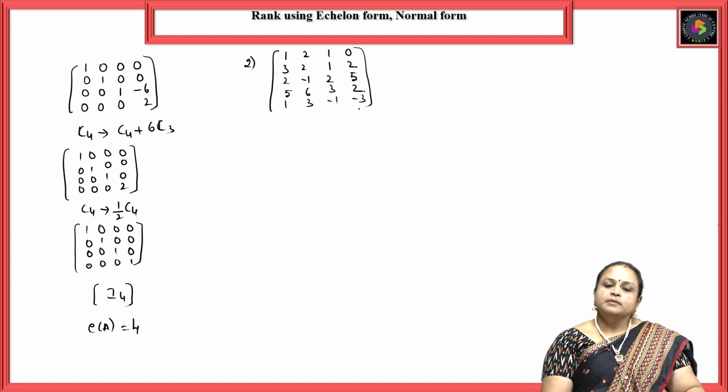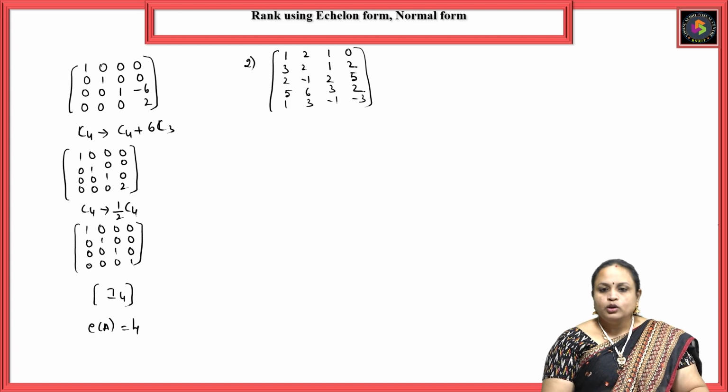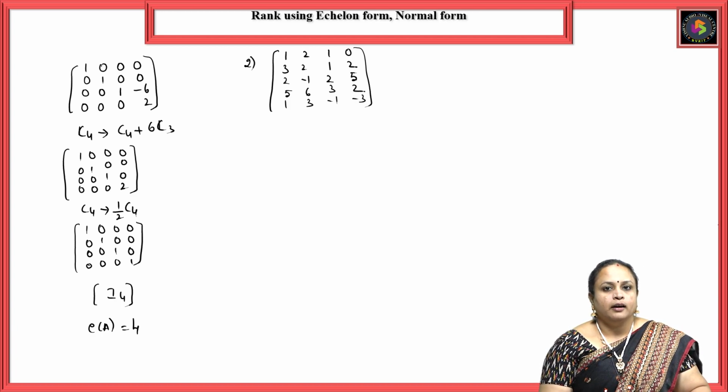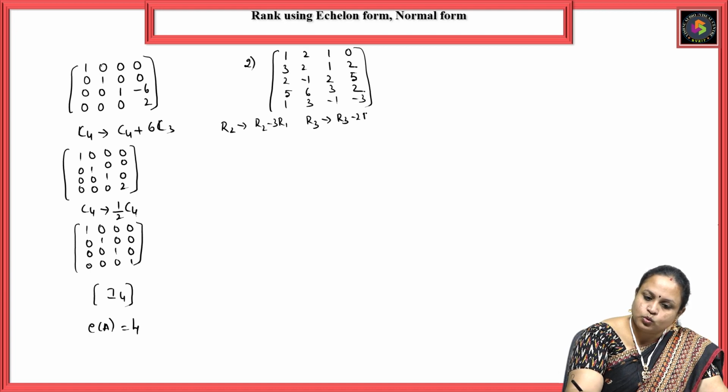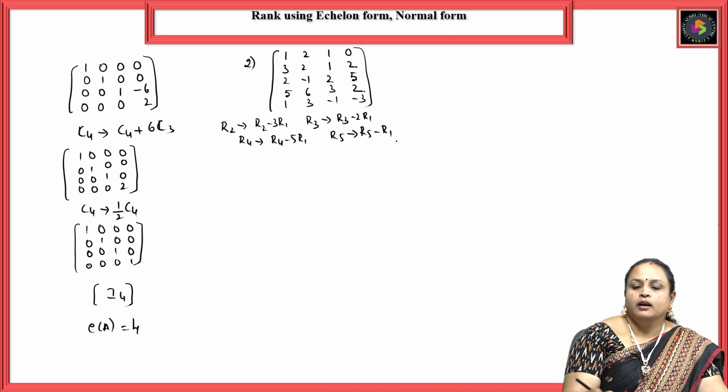Let us find the rank of this matrix using normal form. In normal form, we are always trying to bring an identity matrix. So, using the first row, let us make all other elements in the first column zeros. R2 implies R2 minus 3 R1. R3 implies R3 minus 2 R1. R4 implies R4 minus 5 R1. R5 implies R5 minus R1.